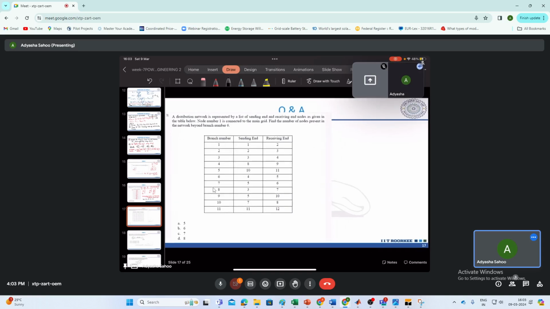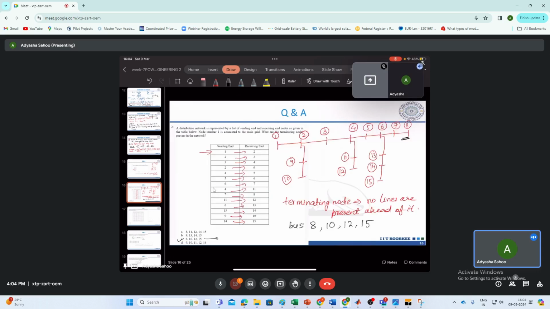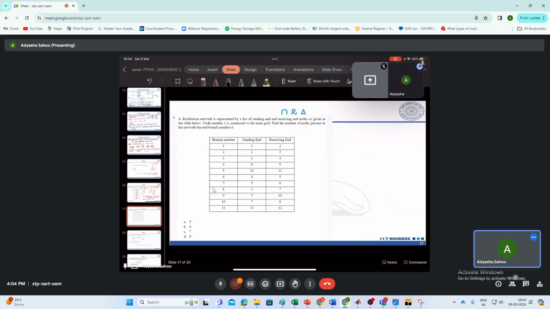Question 3 says a distribution network is represented by a list of sending and receiving end nodes. Node 1 is connected to the main grid. Find the number of nodes present in the network beyond branch 6. Is this the same one? No, this is a different network. So let us draw this network. First from 1 to 2, 2 to 3, 3 to 4.